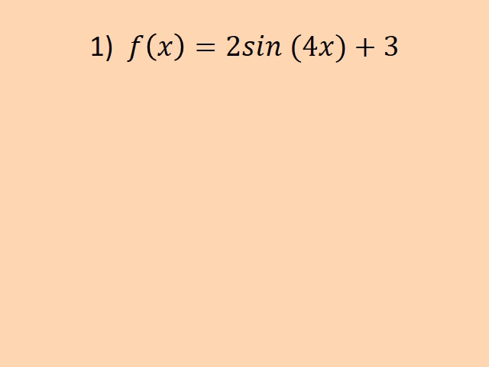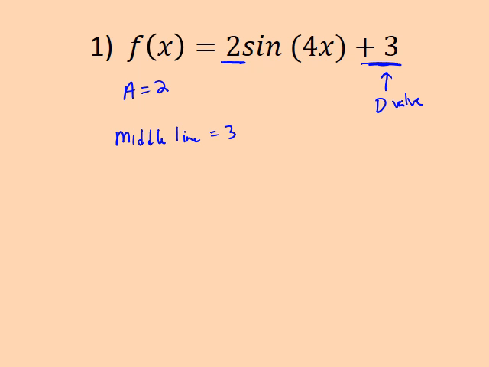Practice number 1. We will now take our equation f of x equals 2 sine of 4x plus 3 and figure out the key components. 2 is our amplitude, so our amplitude equals 2. Plus 3, which is our d value, that represents our middle line.